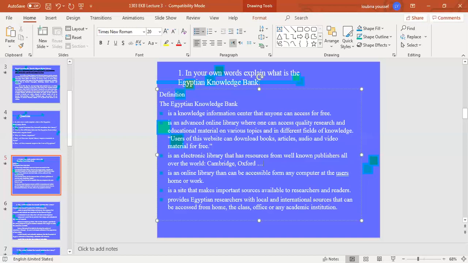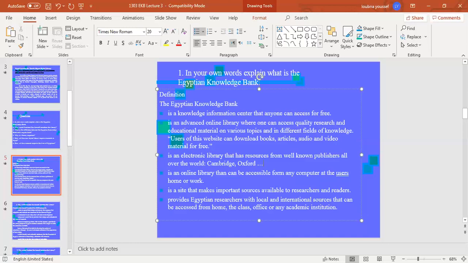Okay, so another possible answer is the Egyptian Knowledge Bank is an online library that can be accessible from any computer, at the user's home or at work. So it is an online library and it is accessible on the internet.